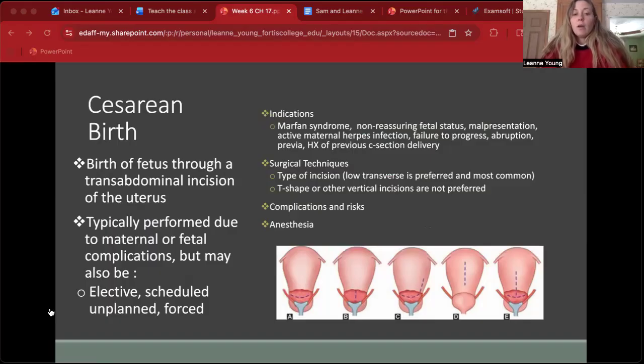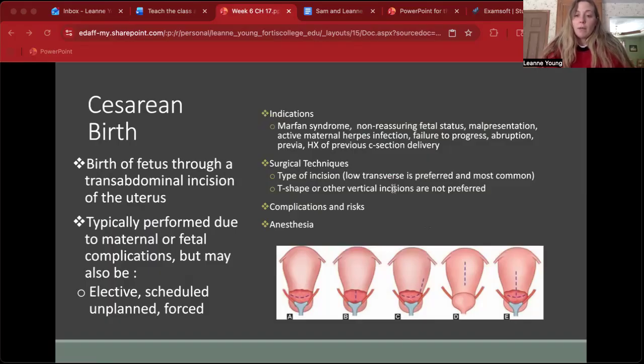Surgical techniques. We talk about the type of incision. So a low transverse is preferred and the most common. A T-shape or other vertical incisions are not preferred. If you have any type of surgical incision other than a low transverse, typically that mom is not going to be able or allowed to have a vaginal delivery after cesarean. She cannot VBAC, okay? The transverse or bikini incision is common. The type of incision is based typically on anatomy, urgency of surgery, fetal lie. If the patient, like I said, has a vertical incision, she cannot VBAC.